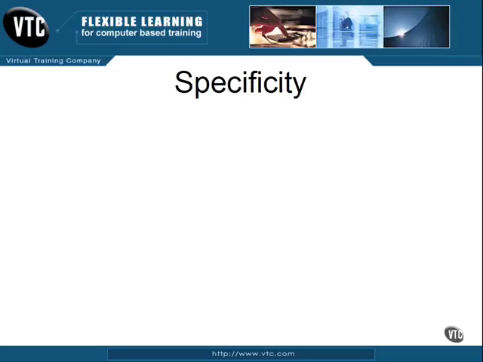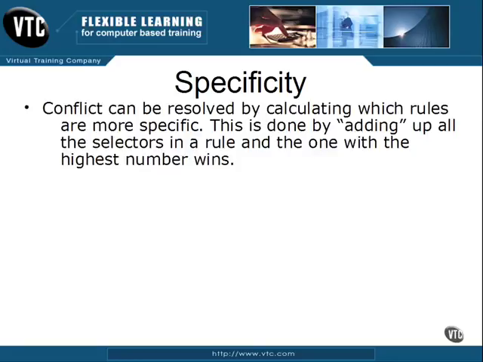The third step to the cascade is to calculate how specific a rule is. Each of the different types of selectors has a specific value, and all of the selector values in a rule should be added together. Of course, this is not really adding, but once we have added all of these things up, the selector that has the highest number will win and will be applied.